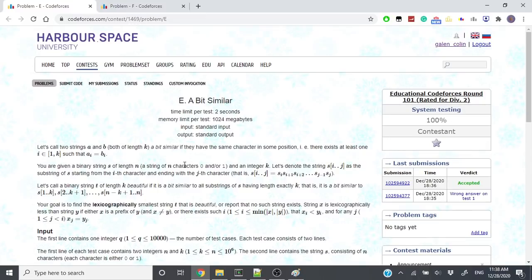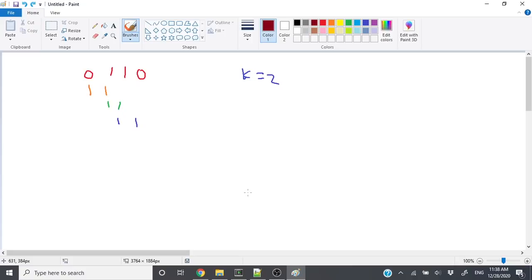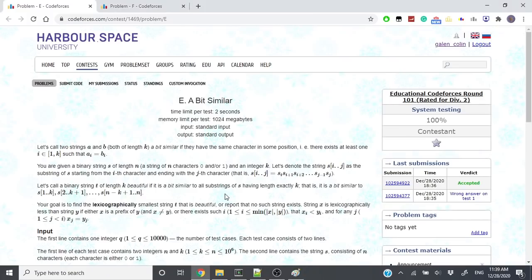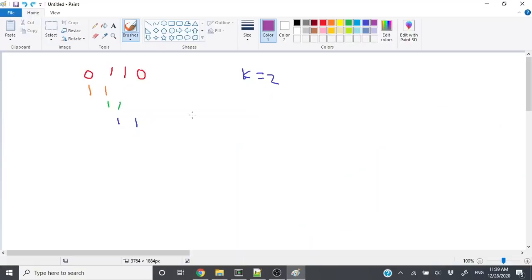And they say "a bit similar," meaning that we share at least one character. That's what they say for similarity. So basically, we want to construct a string that's beautiful. That is, it's a bit similar to each of the substrings of length k. And if such a string exists, we want to construct the lexicographically minimal one. Since that's defined, and this is E, I trust you guys to know what that is. So yeah, how do we do this?